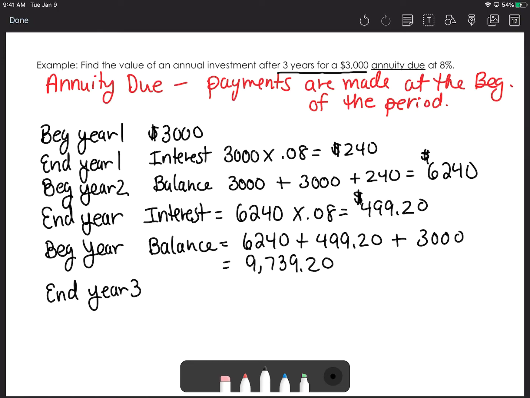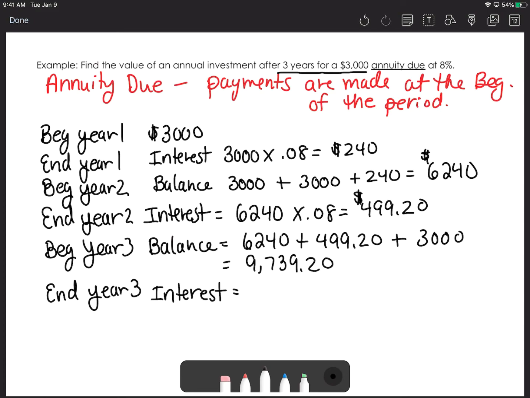At the end of the third year, we got to find our last amount of interest, but since it's the end of the year and we're stopping here, we're not making another payment because we only make payments at the beginning of each year for 3 years. So we're making 3 payments.